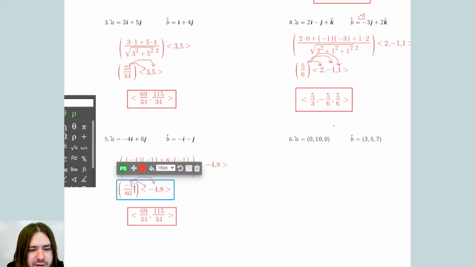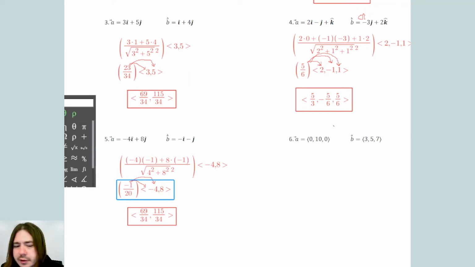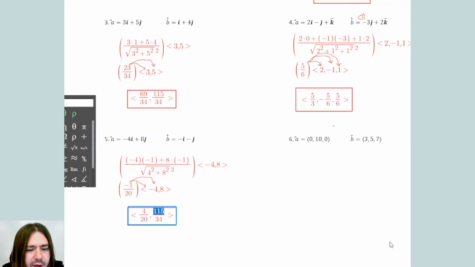So let's reduce this since we can. Divide both these by 2 would be -2 over 40, and then it looks like we can reduce one more time to -1 over 20. So when we distribute this, we get 4 over 20, and we get 8 times -1 would be -8 over 20, and both of these can be reduced. 4 over 20 becomes 1/5, and -8 over 20 becomes -2/5. And there's your answer for number 5.